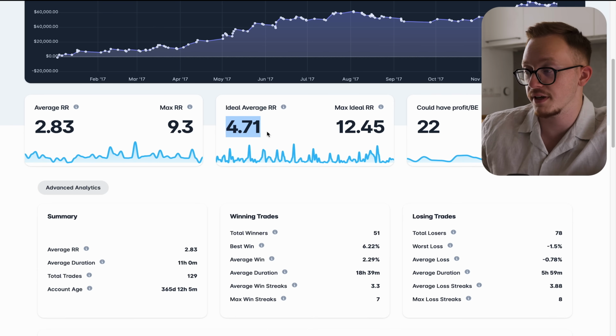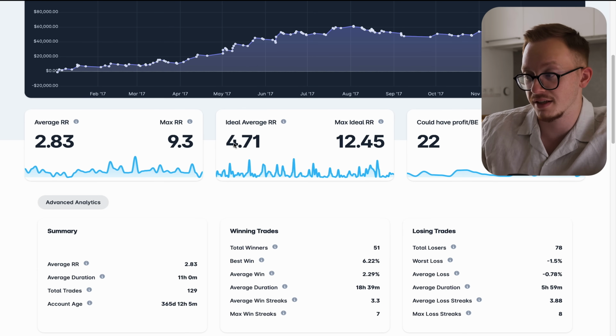Now, funnily enough, and basically something that I can work towards, is that my ideal average risk reward is 4.7. So what does this mean is that I'm closing my trades at a 2R, but my trade runs to 5R on average, right? So that's what this means. Then what I could have profited or break even is whenever my trade is above 1.5R, but I don't put it on break even or take profits, I still lose the trade. This is where these stats come from.